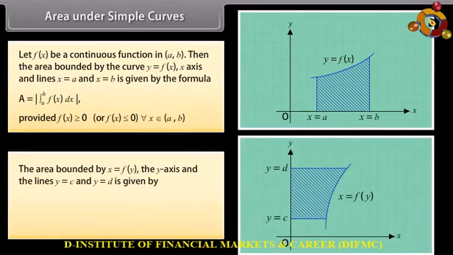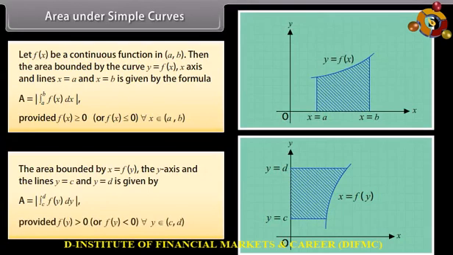The area bounded by x equals f of y, the y-axis and the lines y equals c and y equals d is given by A equals modulus of the integral from c to d of f of y with respect to y, provided f of y is greater than 0 or f of y is less than 0 for each y belonging to [c, d].